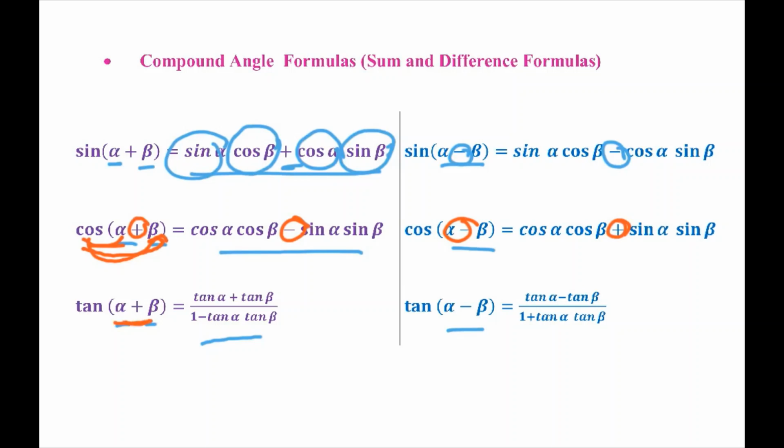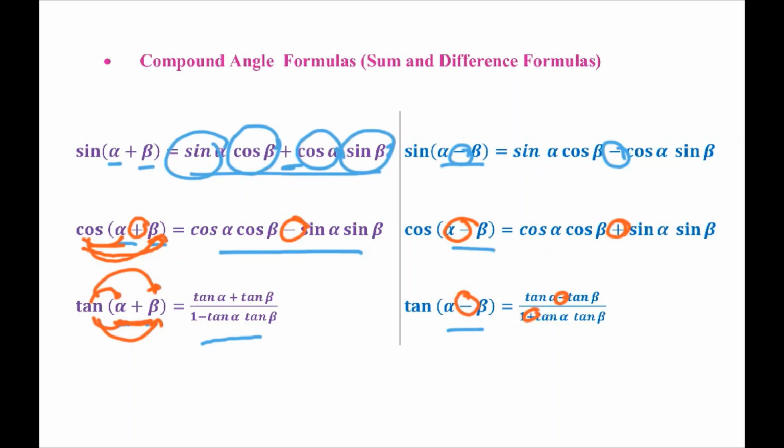Tangent of the sum of two angles will be tangent of the first angle plus tangent of the second angle over 1 minus tangent of the first angle multiplied by tangent of the second angle. And for the difference, we change the signs.